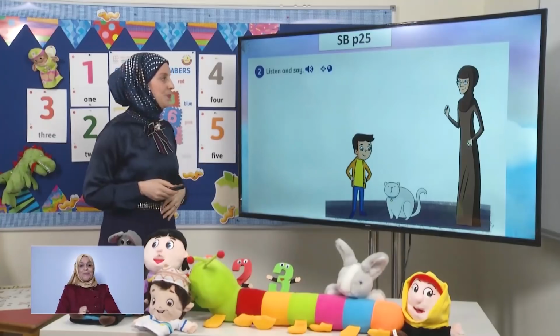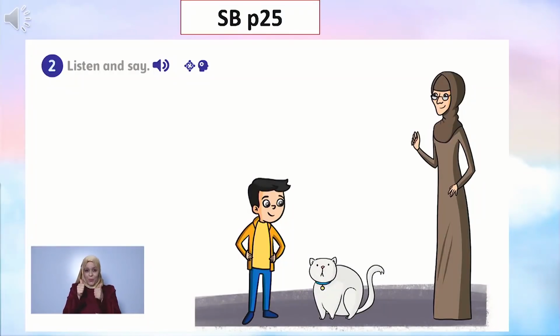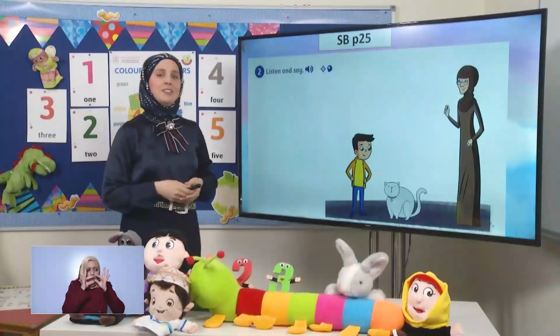2. Listen and say. Is he sad? Is he sad? No, he isn't. He is happy and young. Is she short? Is she short? No, she isn't. She is tall and old. Is it thin? Is it thin? No, it isn't. It is fat. It's a big cat.